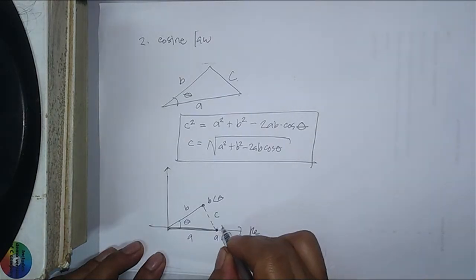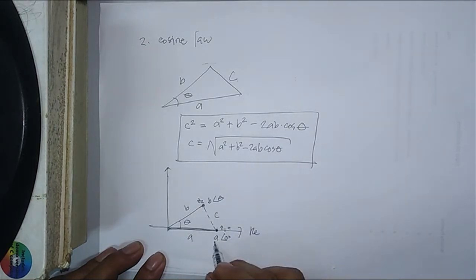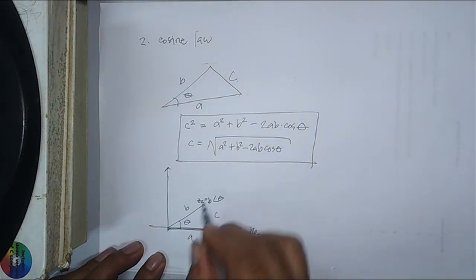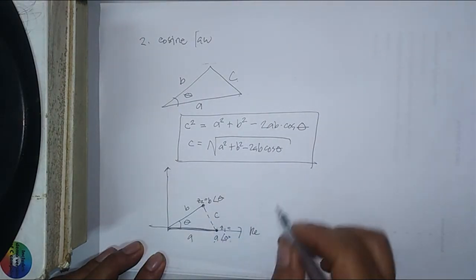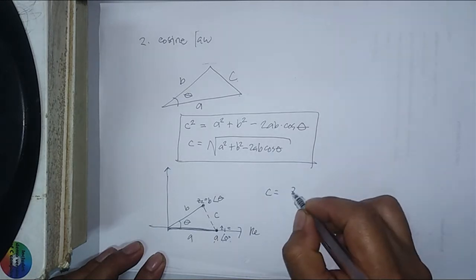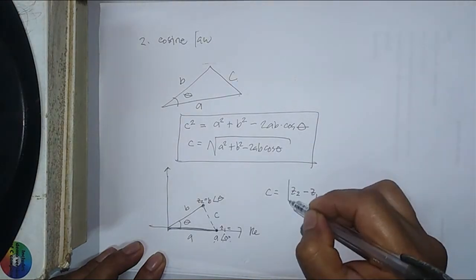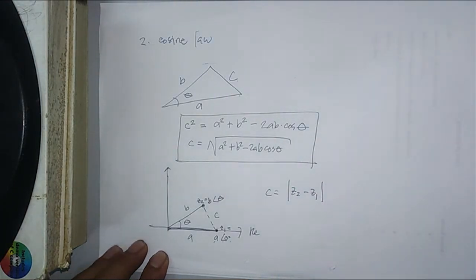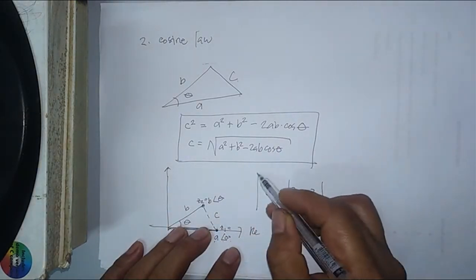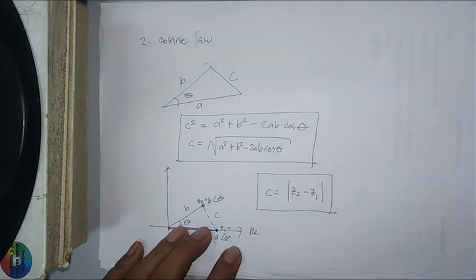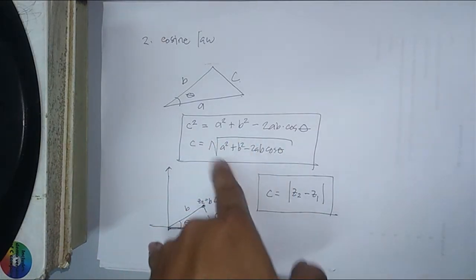Now, if we label this point as Z1 and this as Z2, Z1 is equal to A angle of 0 and Z2 is equal to B angle of theta. To solve for the distance C, that is simply Z2 minus Z1, or to find the magnitude, that is simply the magnitude of Z2 minus Z1. That is using complex numbers. This is much better than the cosine law.